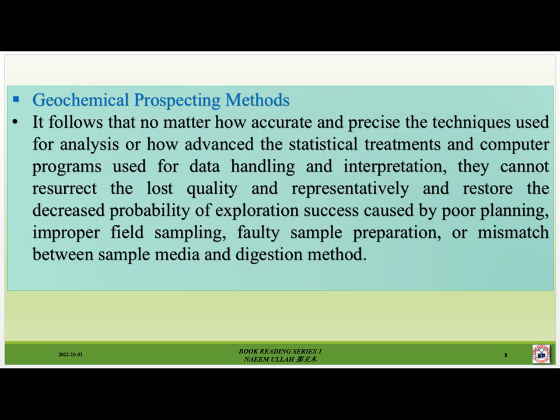It follows that no matter how accurate and precise the techniques used for analysis, or how advanced the statistical treatments and the computer programs used for data handling and interpretation, they cannot resurrect the lost quality and representativity and restore the decreased probability of exploration success caused by poor planning, improper field sampling, faulty sample preparation, or mismatch between sample media and digestion method.